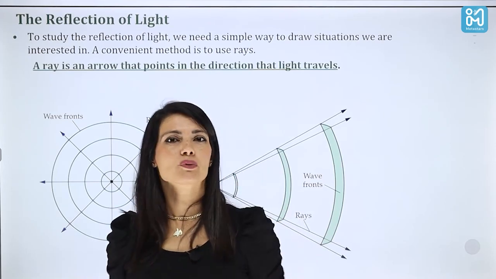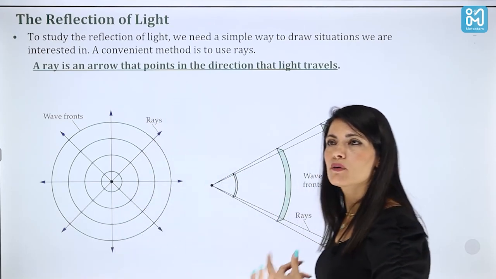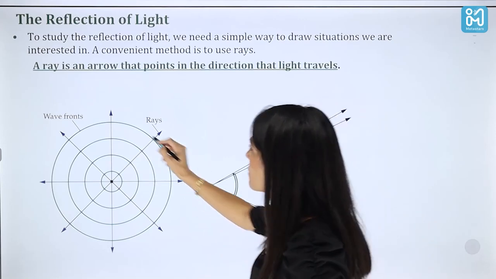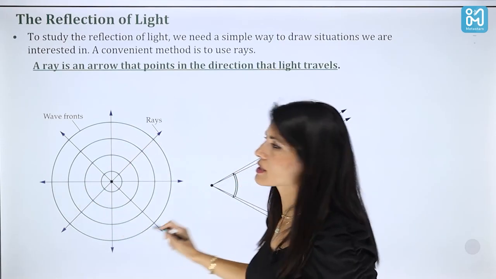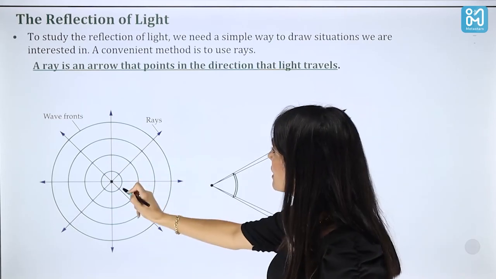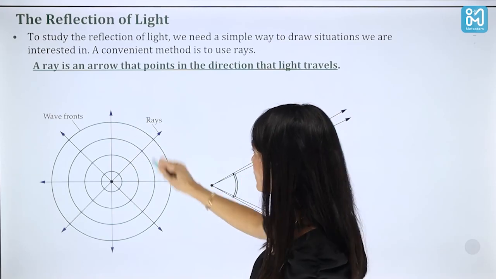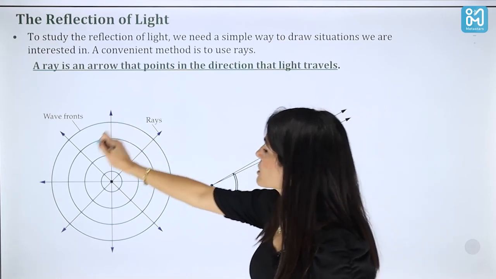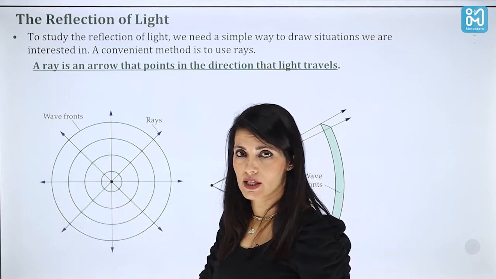Now, so what do we draw? We need to know how we represent the light. We represent the light either with a wavefront, as you can see. This is all the light coming out of a source. Or this is the ray of light. All these blue arrows are light rays. And here, as you can see, they spread out in all directions.